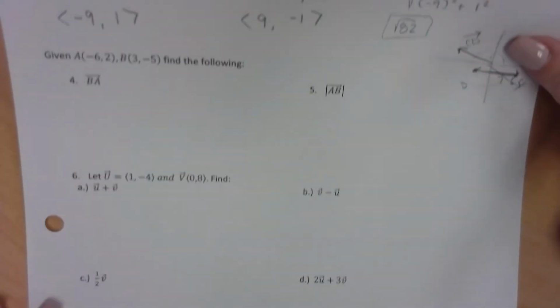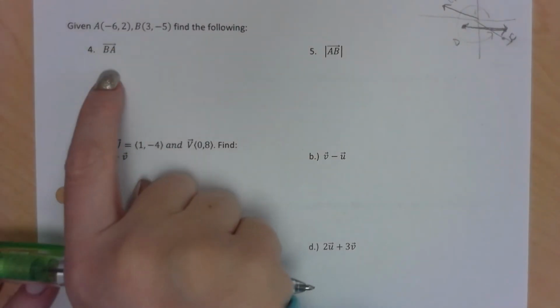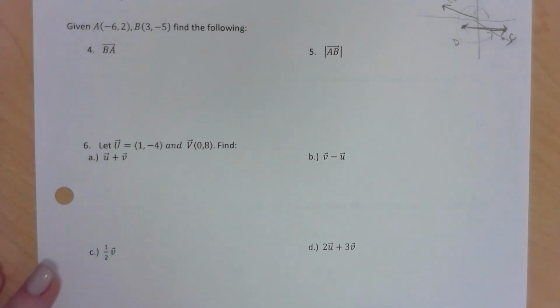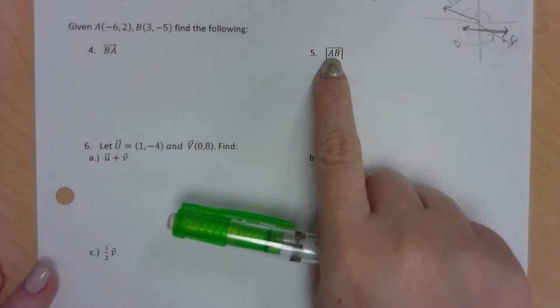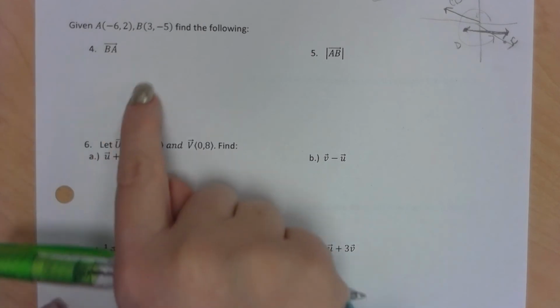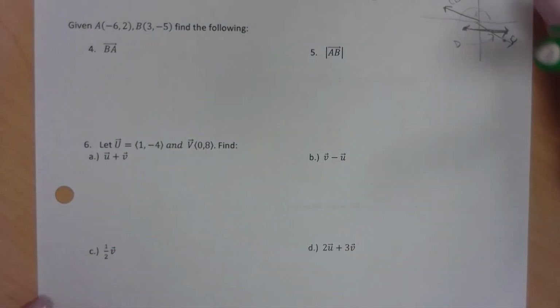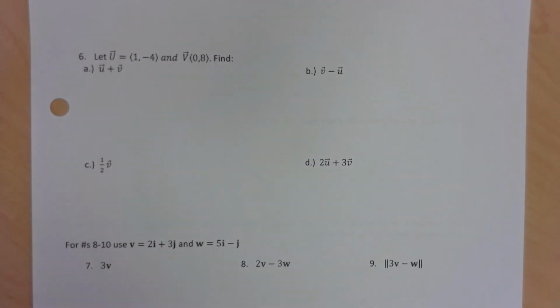So I'm going to leave 4 and 5 for you guys to try on your own. It gives you A and B, and it wants you to find BA in standard position and then the magnitude of AB. Now keep in mind, this is AB and this is BA, but if I'm finding the magnitude, the length wouldn't change, right? So regardless, once I find the standard position here, I can use it to help me find the magnitude.